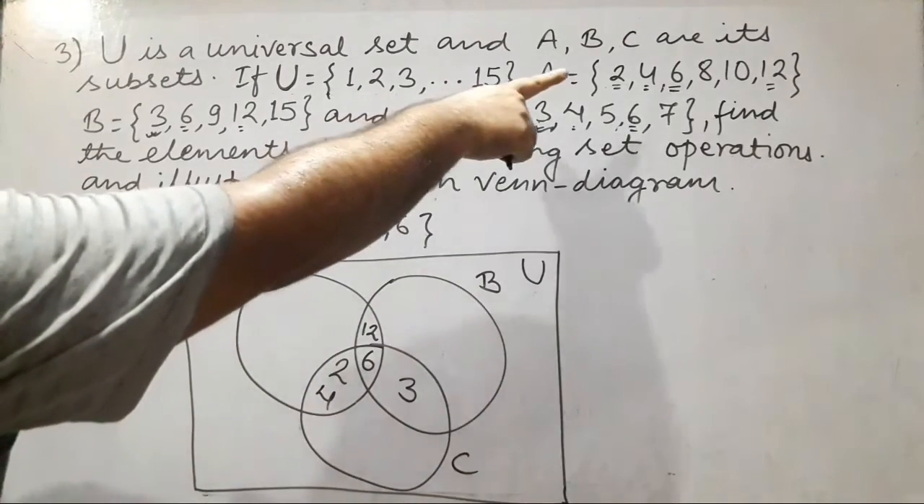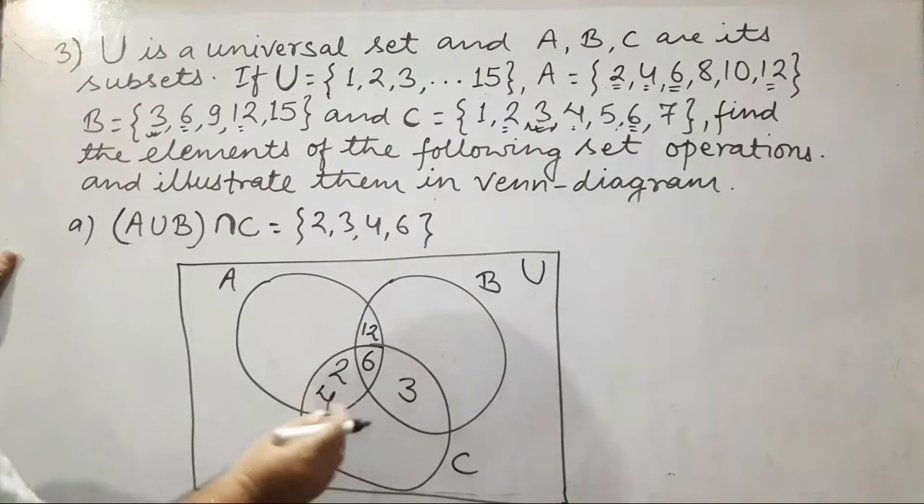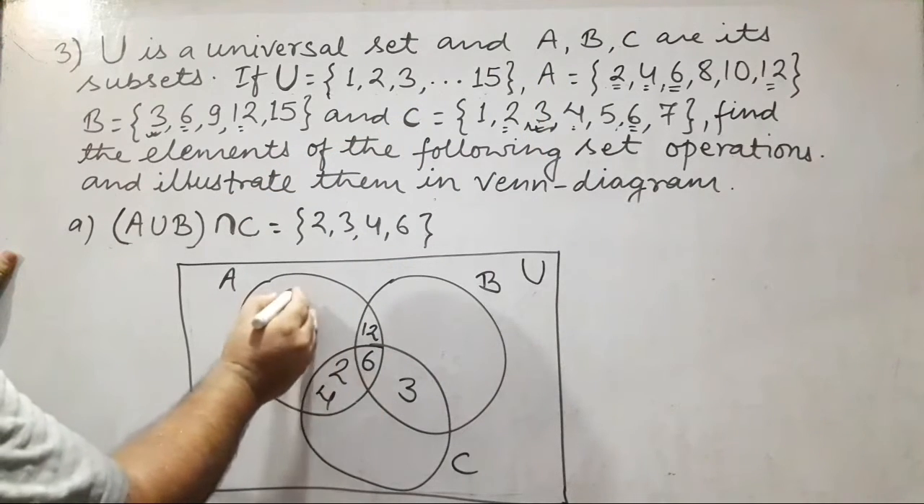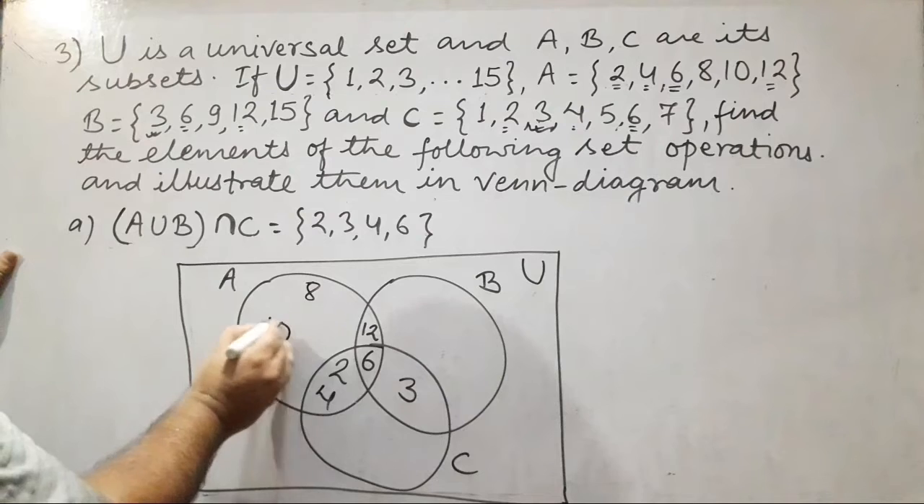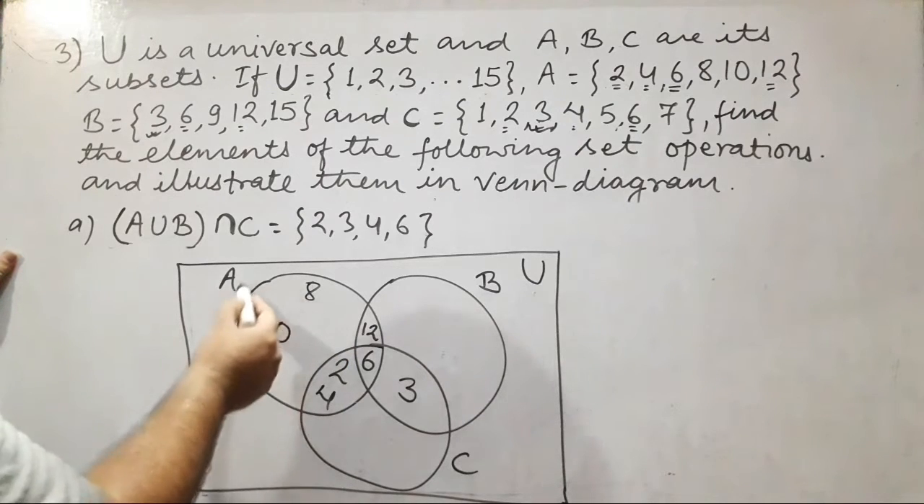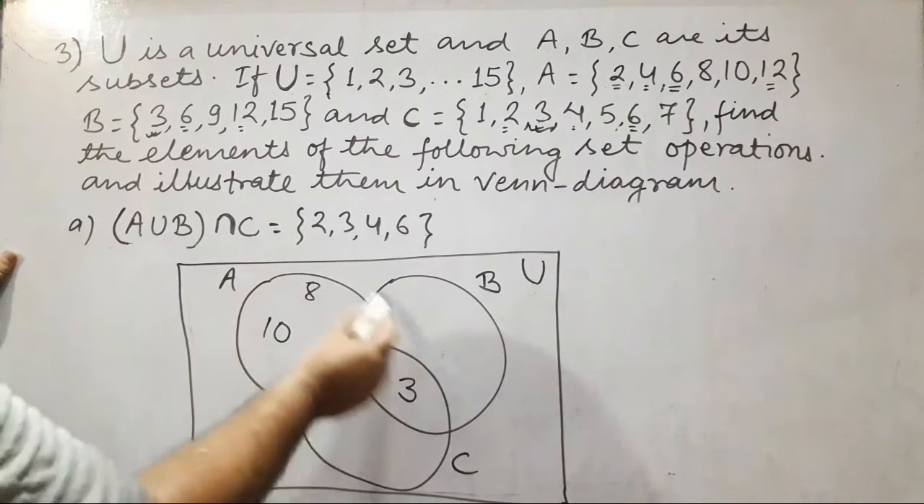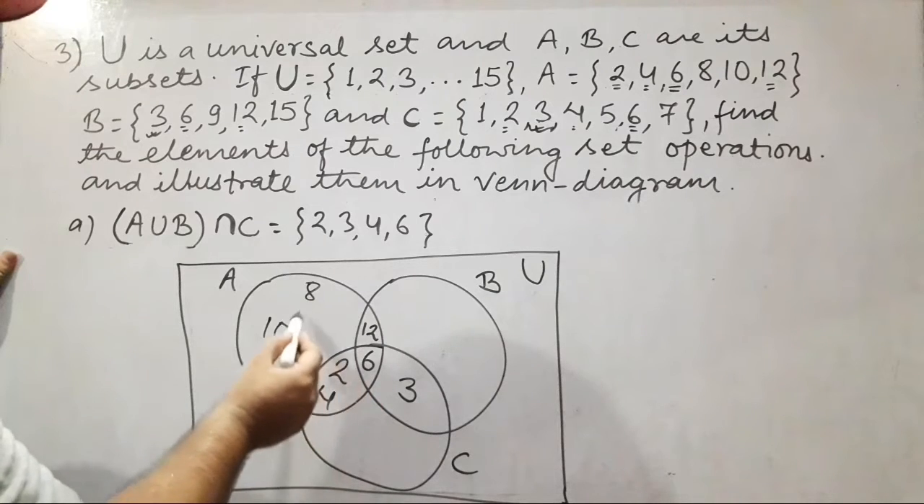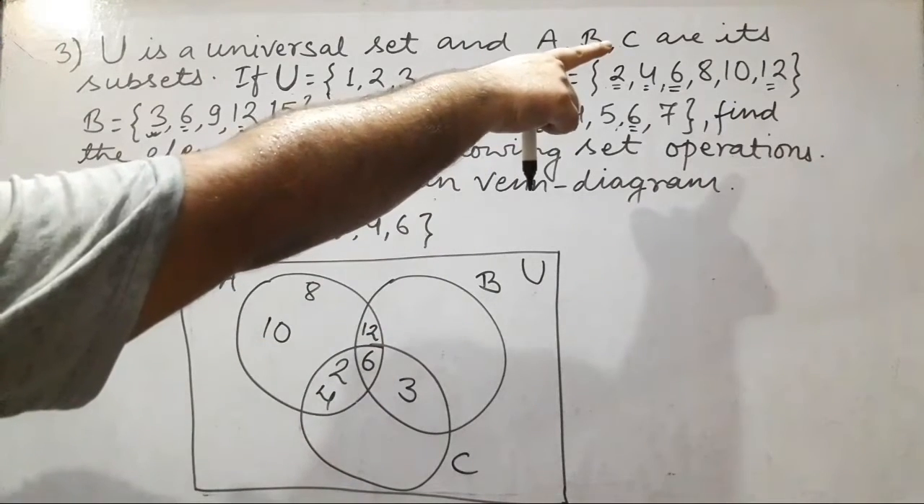Okay, in set A: 2, 4, 6, 8, 10, 12. Let's see again inside set A. What are the elements? 2, 4, 6, 8, 10, 12.